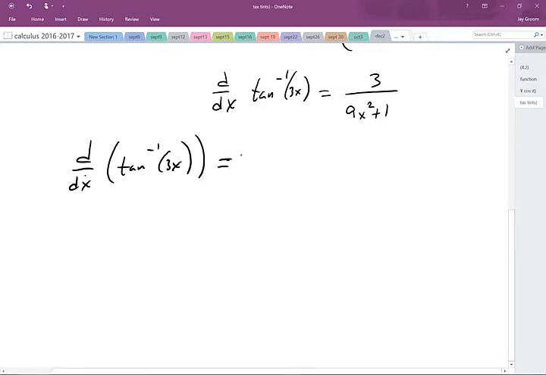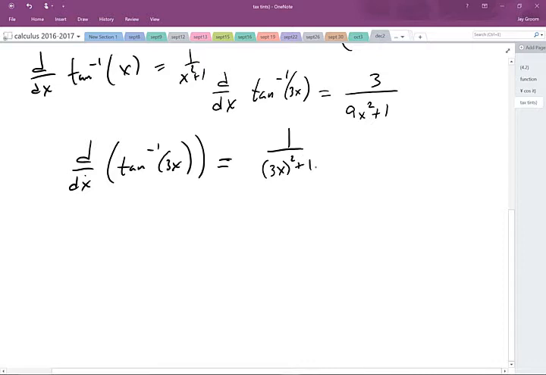It's 1 over x squared plus 1, yes? That's what it is. So we know that the derivative of arctangent is 1 over x squared plus 1, right? So it's going to be 1 over, but what's my x this time? It's not x, it's 3x, squared plus 1. Are you with me in this?